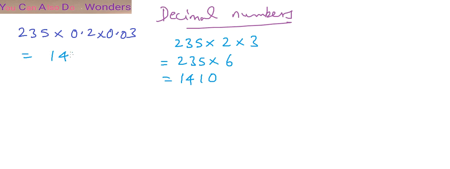So 1410. How many decimal places? The first number has no decimal place, the second one has one decimal place, the third one has two decimal places. So 1 plus 2, 3. That means the result should have 3 decimal places. So the point comes between 1 and 4, 1.41. And as I said, the rightmost trailing zeros can be removed. So 1.410 is equal to 1.41. Okay, so this is the result.